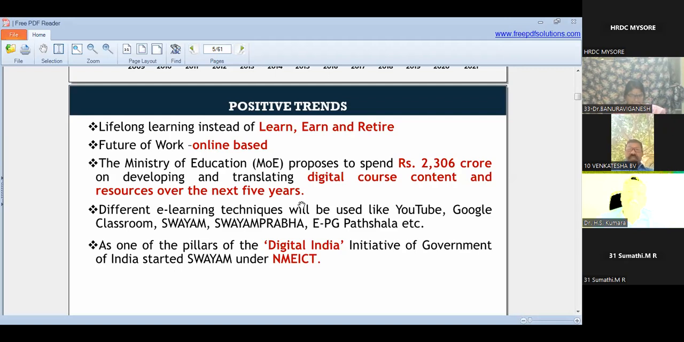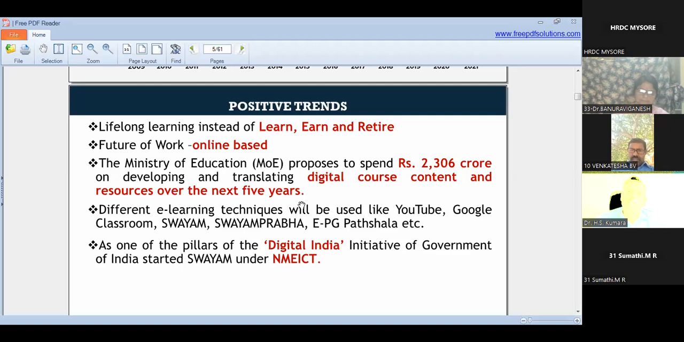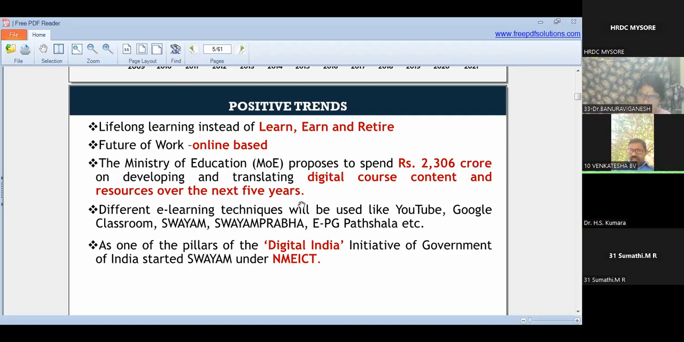Then also, as one of the pillars of the Digital India initiative of the Government of India, Swayam was started under the National Mission on Education through Information and Communication Technology. This is called an initiative of Digital India. We call it NMEICT.